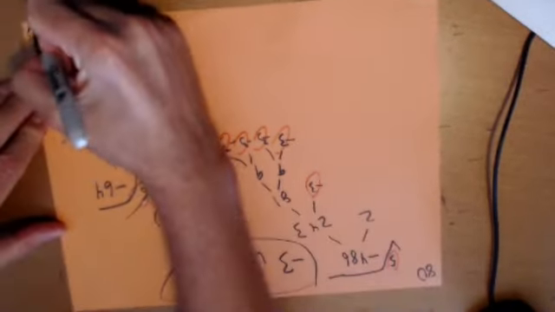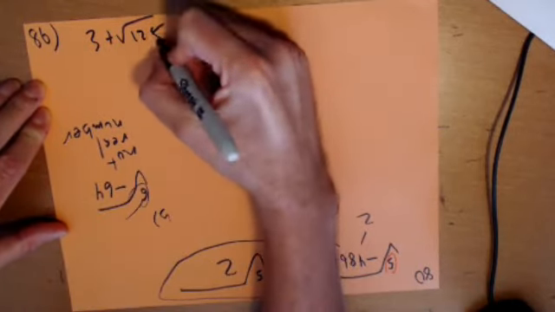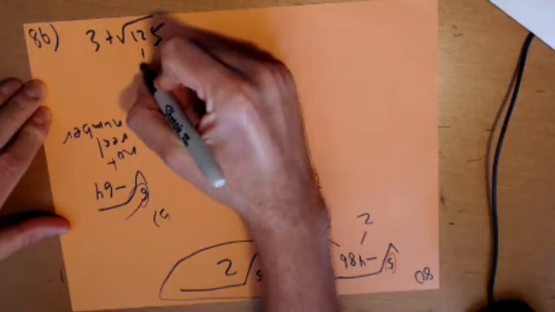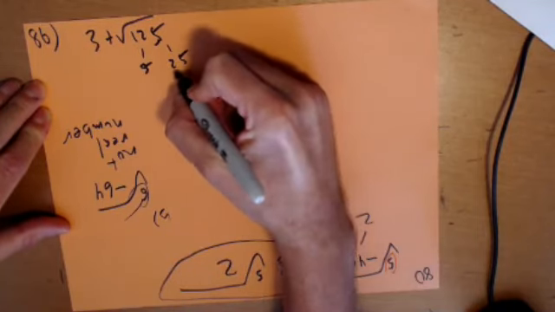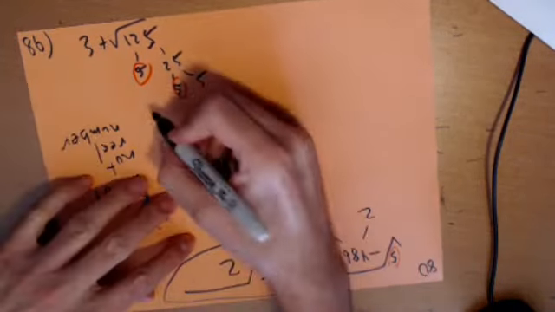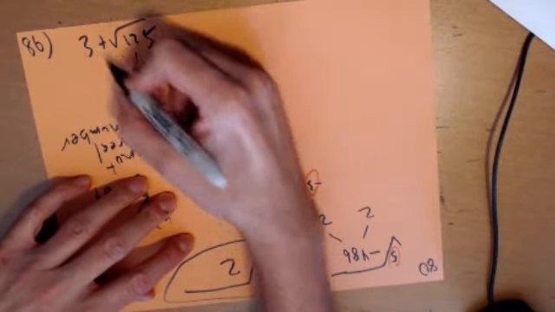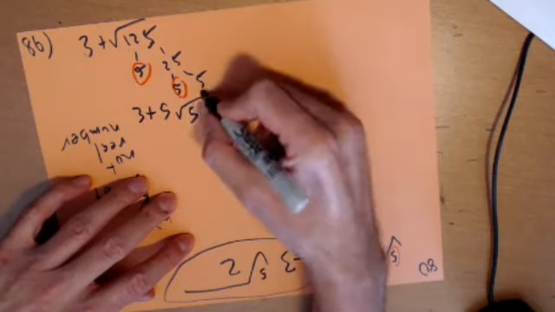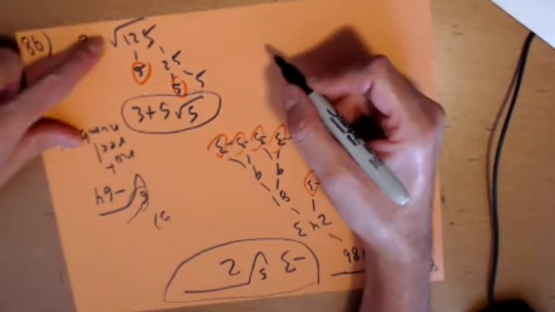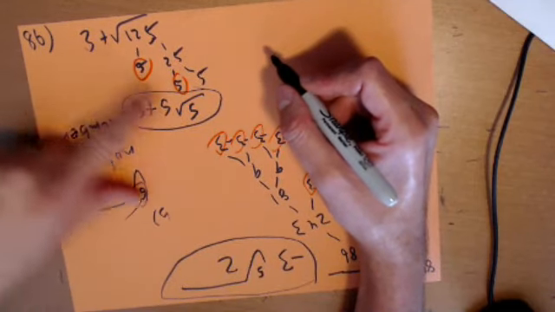86. 86. 3 plus root 125. So the 125 is 5 times 25. 5, 5, 5. It's a square root, so circle 2 of them. So that's going to be, those escape, and then that one does not. And then there's a 3 plus hanging out in front. So the little 3 plus is just going along for the ride. Okay, 3 plus that mess.